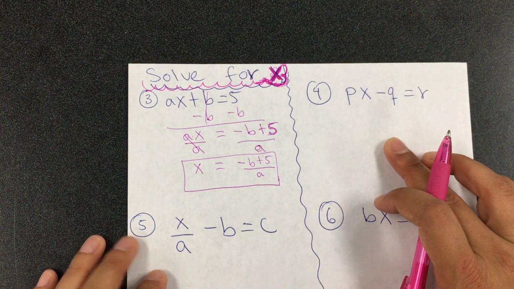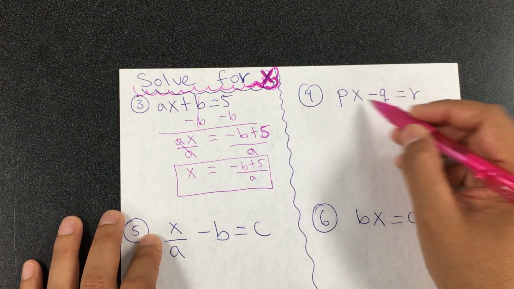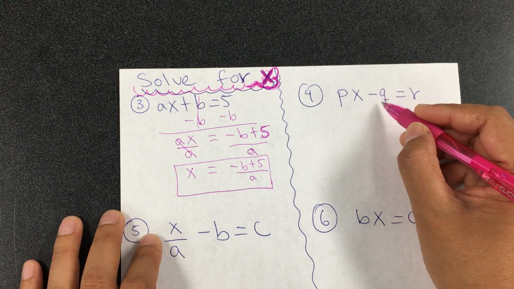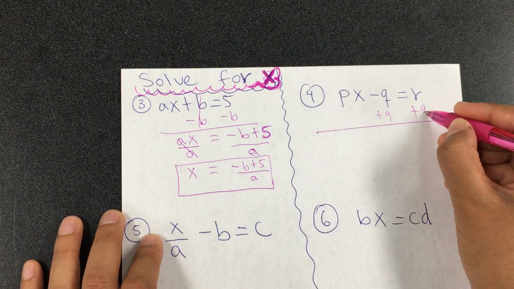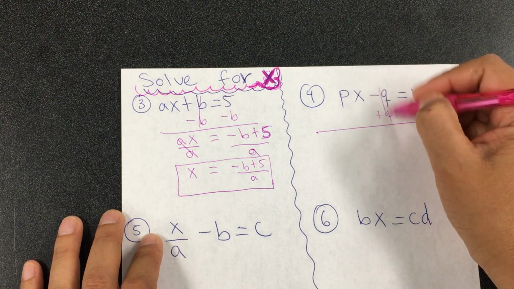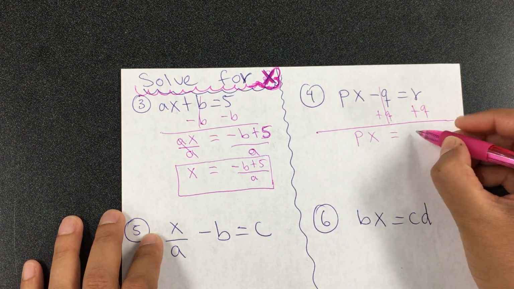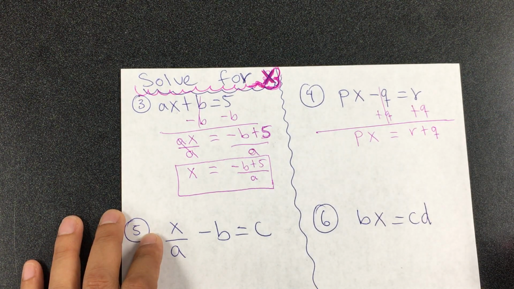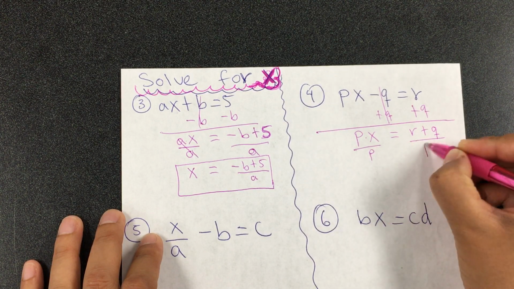Okay, for number 4, very similar, but now you have a subtraction in here. You want to leave X by itself, first get rid of the addition and subtraction. So in here, we're subtracting Q. The opposite is to add Q. Let me put a little dash in here so that we don't get confused with number 9. PX is equals to R plus Q. Finally, if we're multiplying, the opposite is to divide by P.